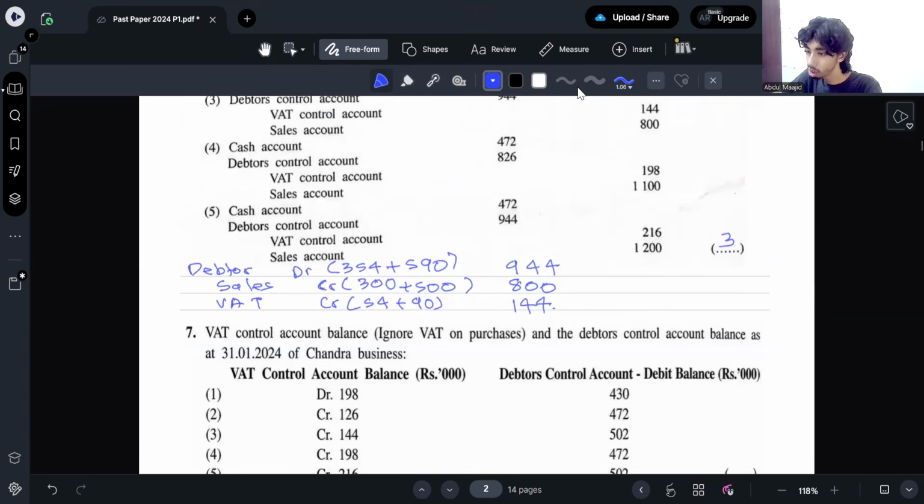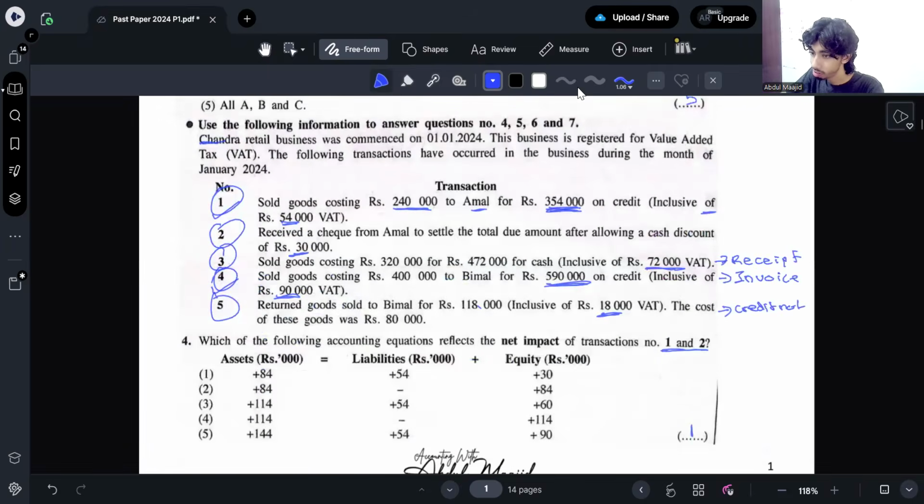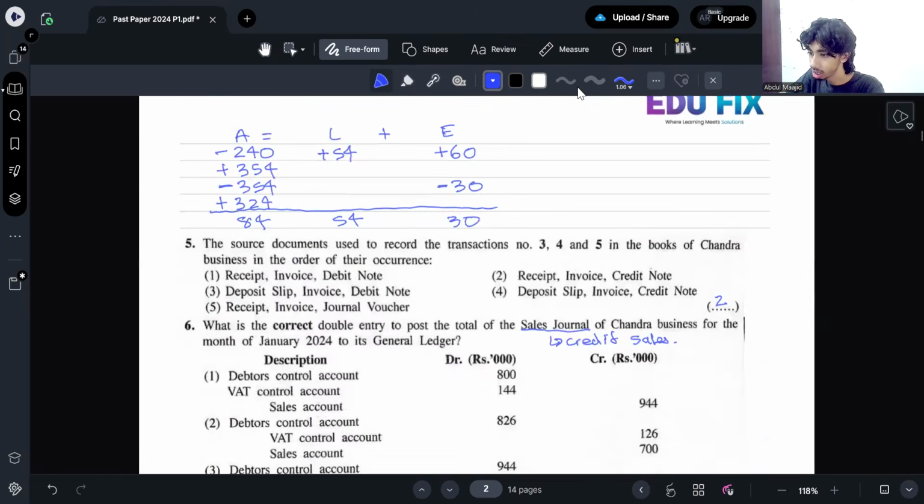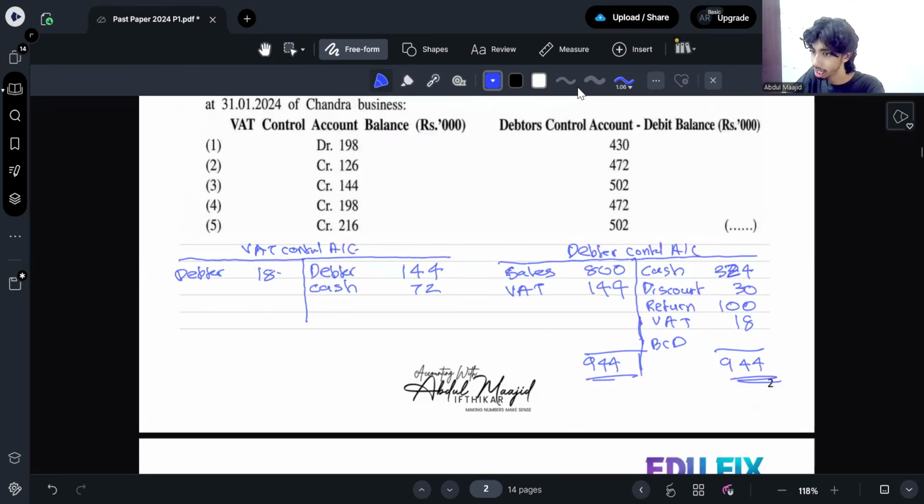Here I added both the VAT together. In the first credit sale, the VAT is 54,000. In the fourth one, the VAT is 90,000. I added both together and I put it as 144. The total VAT from credit sales is 144. Is that clear? Okay.